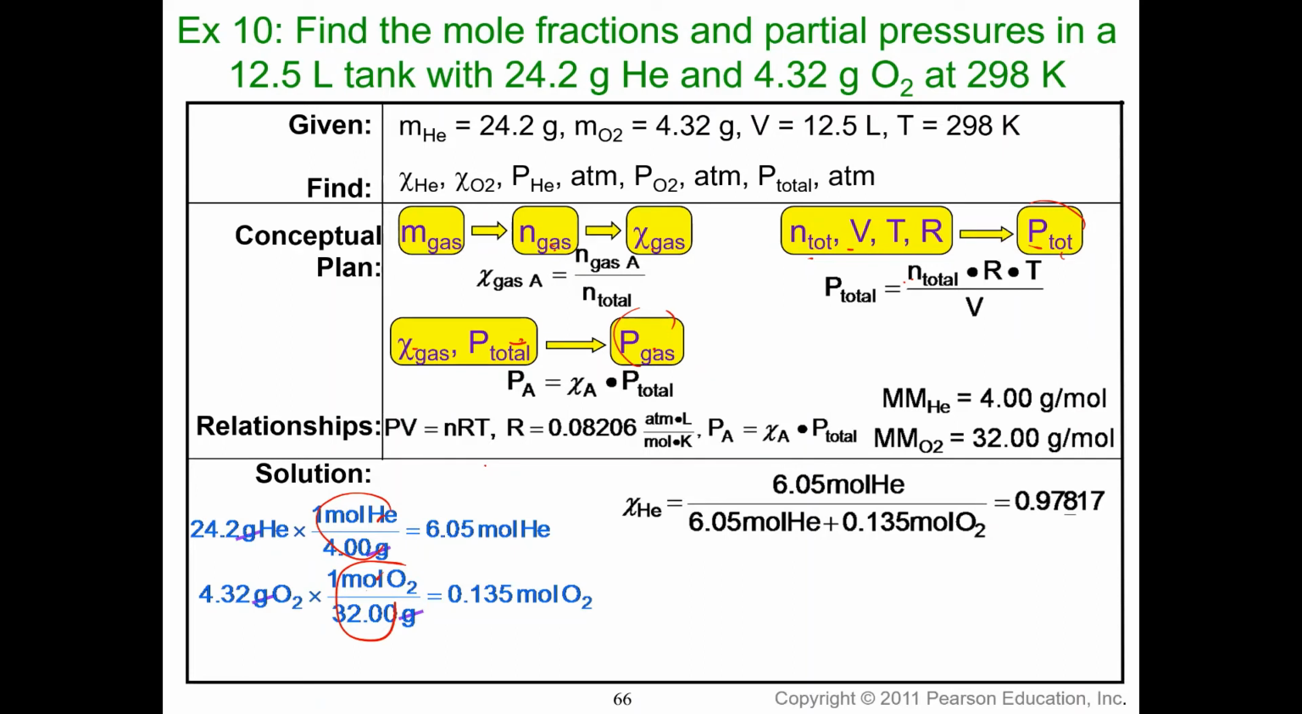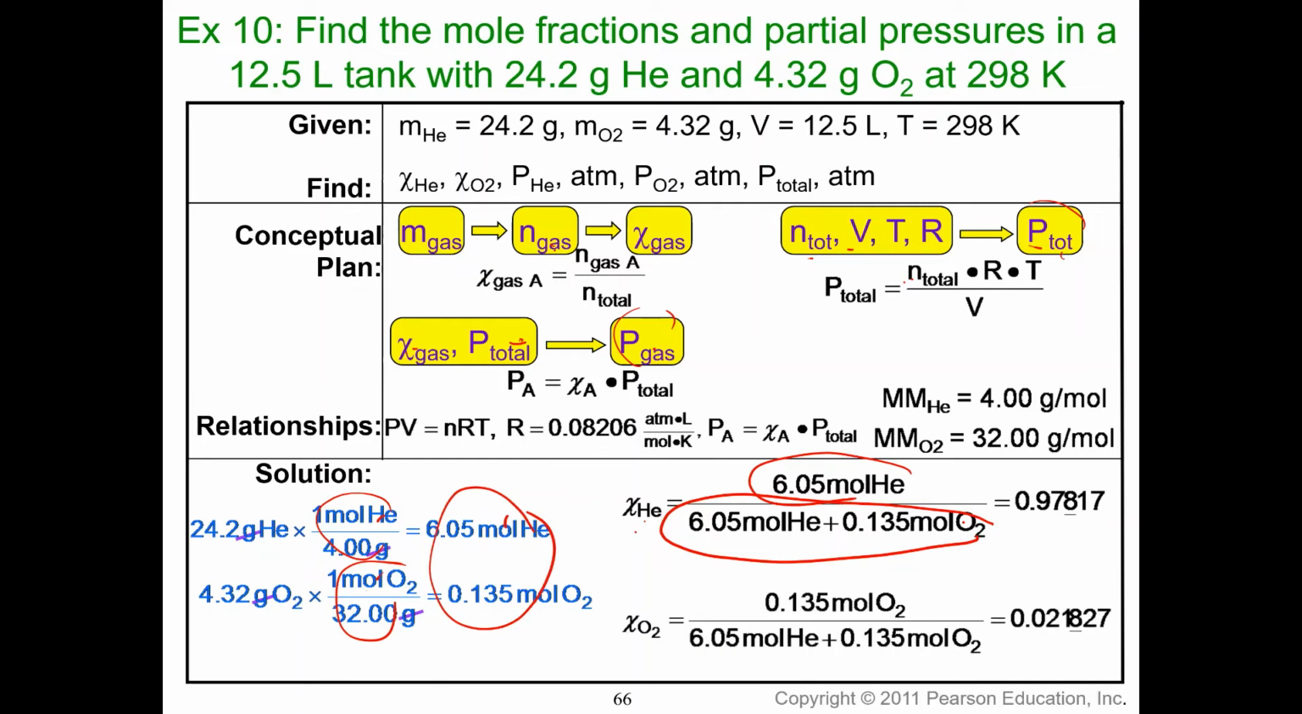Right? So you see, mole fraction of helium is moles of helium over what? Total. These total right here. Same goes for oxygen. You do the same thing with oxygen. Moles of oxygen divided by what? Total moles. These are the same thing, total moles here. And you see, if you add this up, you should get what? Technically, you should get 1.